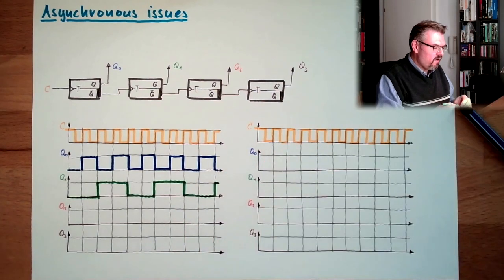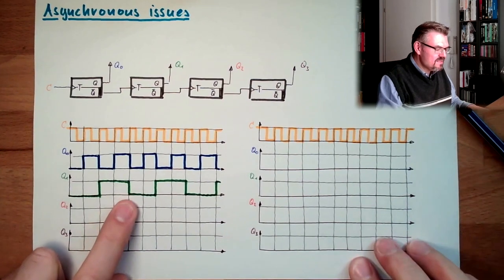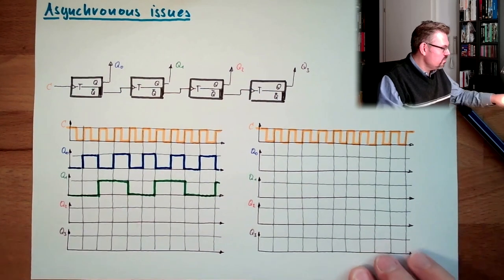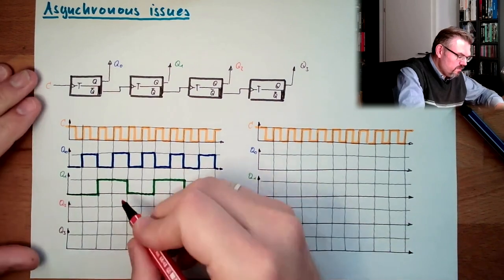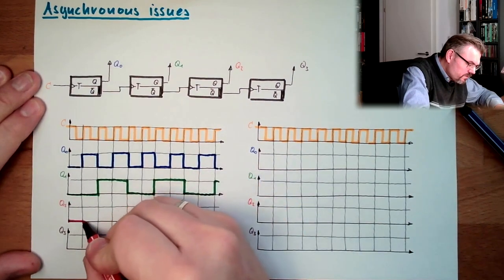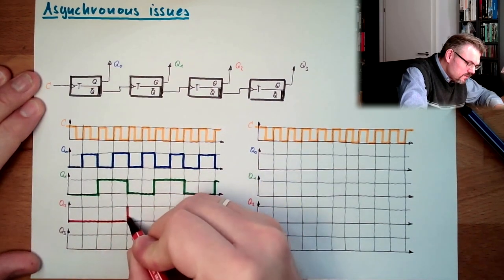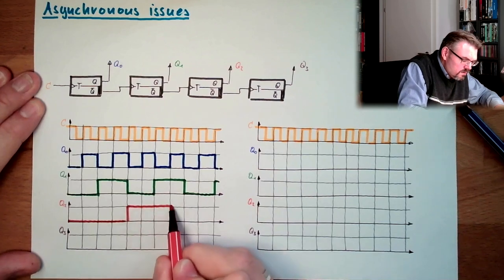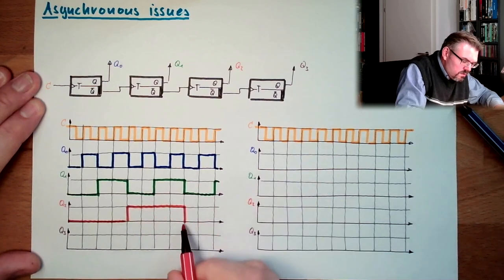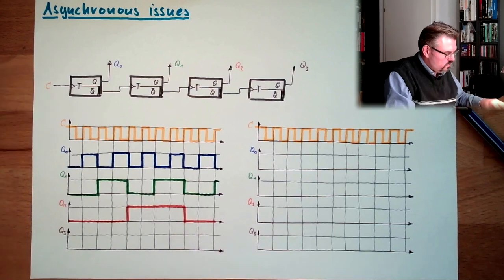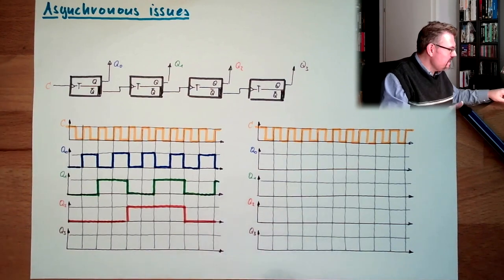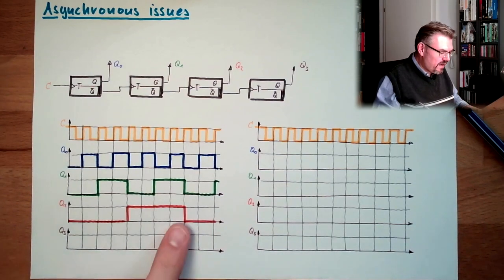And now, every time this is toggling, Q2 will toggle. Every time this is going down, we'll go up here. Zack. Toggle. And what about Q3? This is toggling, of course, every time this is going down.